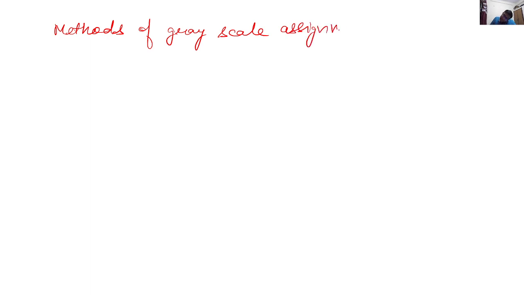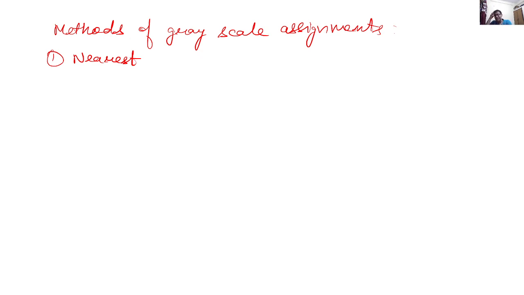So, methods of grayscale assignments. There are several methods of grayscale assignments, by the way. But I would discuss the two most commonly used grayscale assignment methods, which are the simplest ones also. The first one is basically the nearest neighbor interpolation. It is the simplest one. It requires the least amount of time.